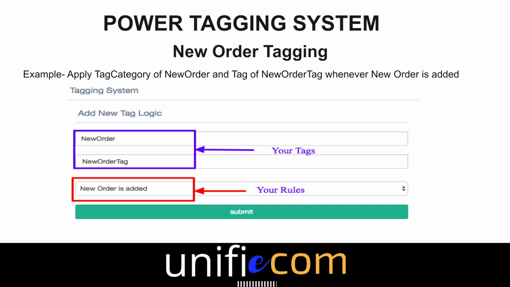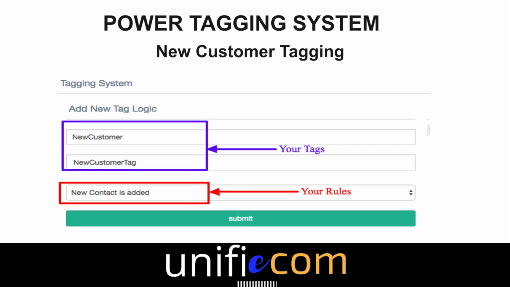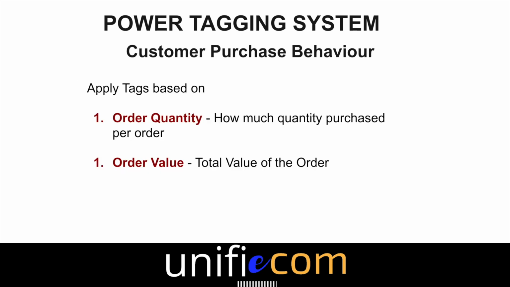As soon as a new order is added, you can create your own tags and tagging categories. So what the UnifieCom system does is it adds the tags to the customer. So you know, okay, this guy has purchased a new order, and you can raise specific campaigns. Another is the new customer tagging. Let's say it's a brand new customer, so you add your own tags and you can start raising the campaigns.